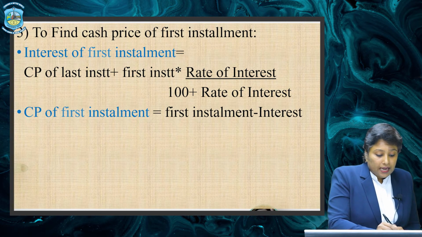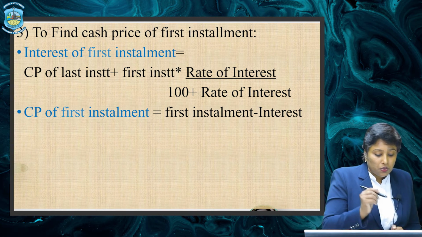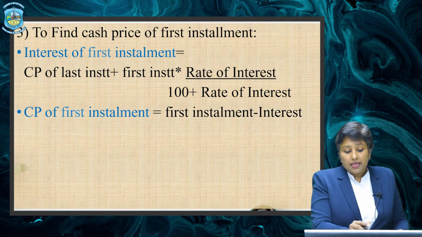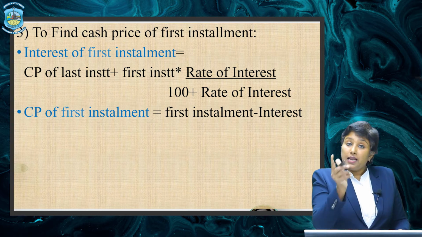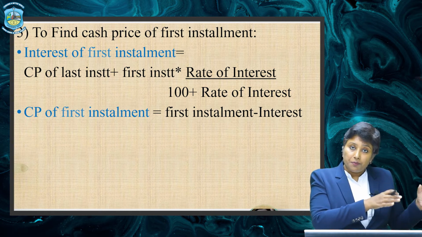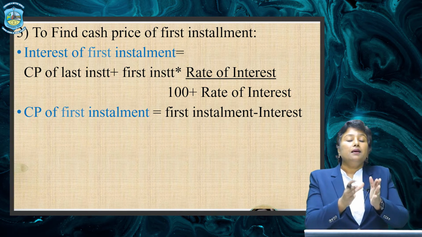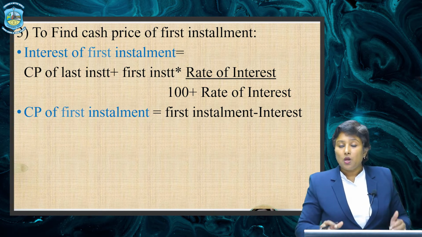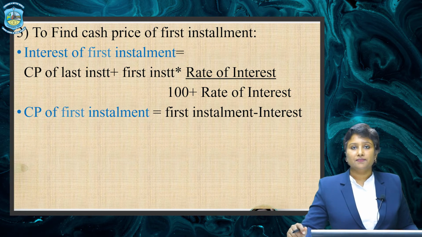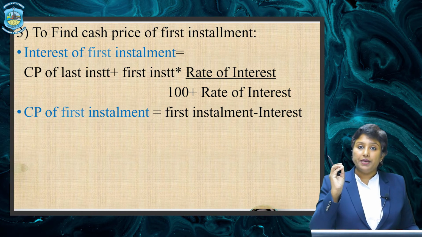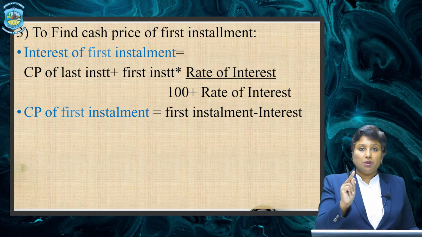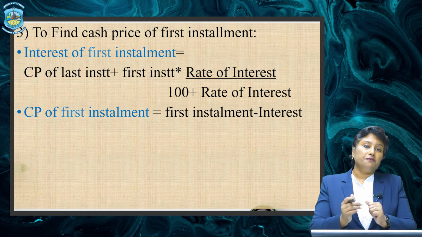Now for the calculation of the amount of interest included in the very first installment, the same procedure is to be repeated, and that is cash price of the last installment, that is the amount you have calculated just now in the prior step, and then add the amount of the first installment to it. On this aggregate amount again apply rate of interest upon 100 plus rate. Okay, now this is going to give you the interest of the first installment. Deduct this interest from the first installment amount to get the cash price of the first installment.